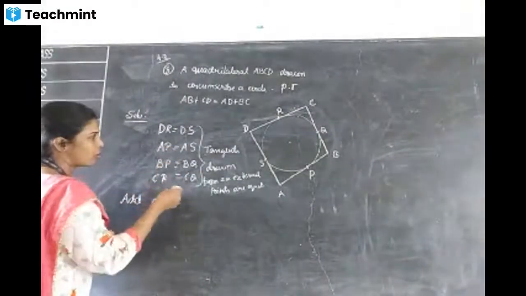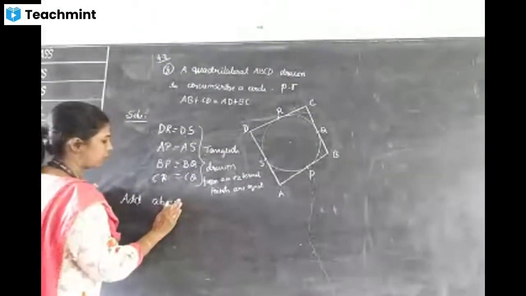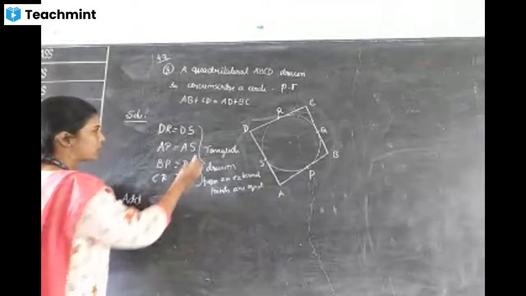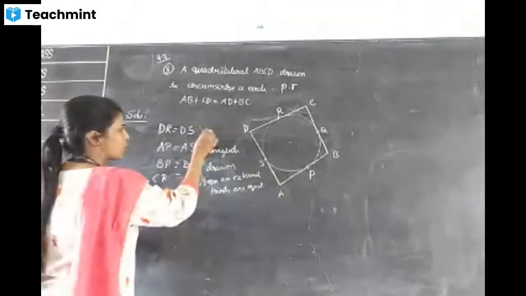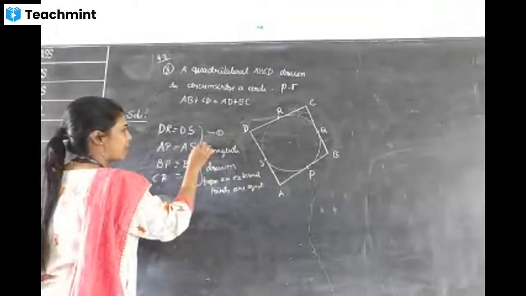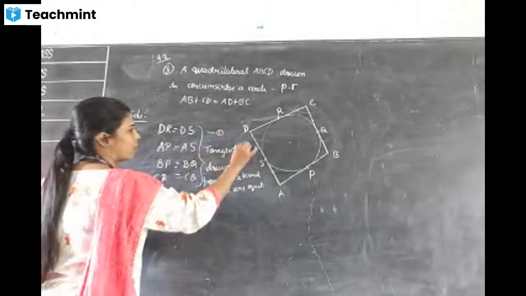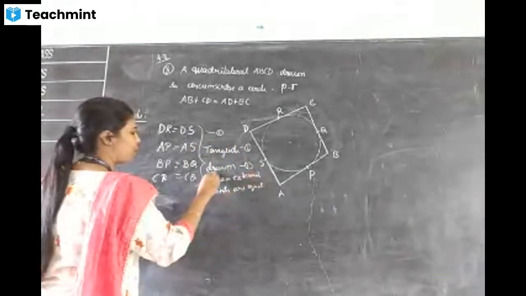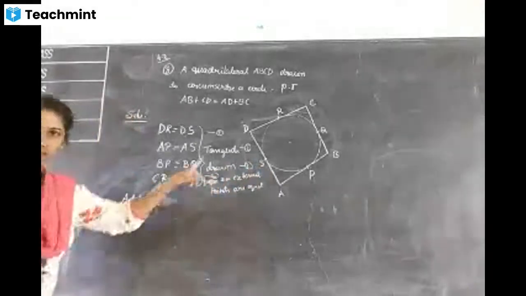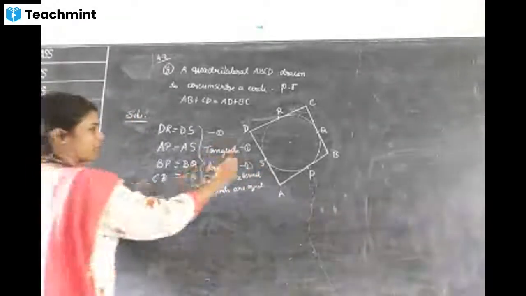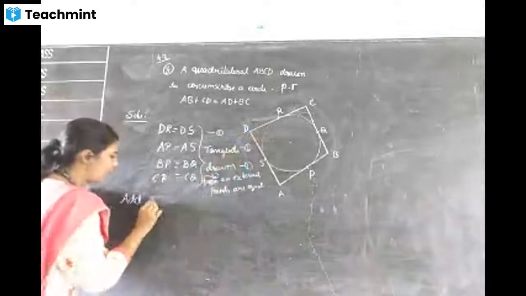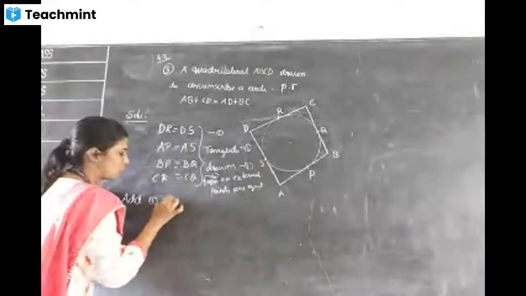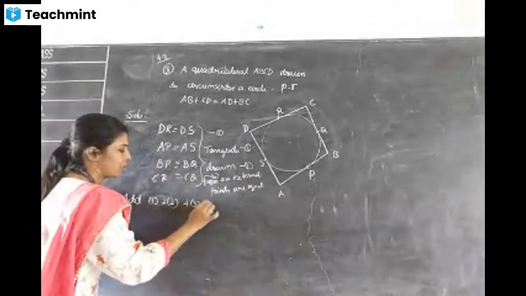Add the above equations. Name them as equation 1. Here there is no space. While you are writing, keep the space and write equation 2 this one, equation 3 this one, equation 4 this one. Okay. While you are writing notes, write properly, leave some space and then write this. Add 1, 2, 3 and 4.